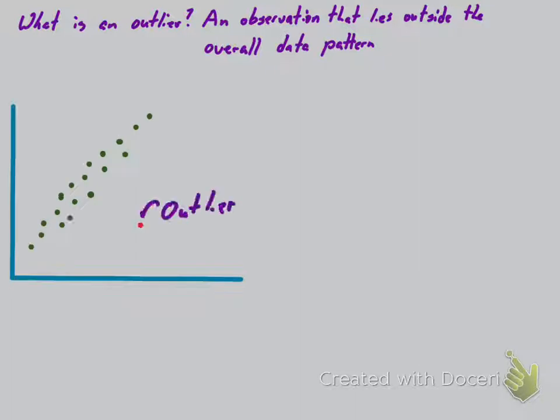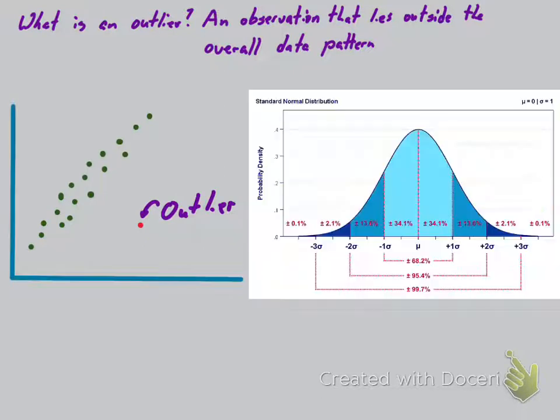outliers. So what is an outlier? An outlier is an observation that lies outside the overall data pattern. And here are some examples. So for example, if I had this scatter plot here, it looks like we could fit an upward sloping line here. It looks like the data would be positively correlated, whatever this dependent variable and independent variable are here. And then you have a little outlier out here. It doesn't quite fit the data.